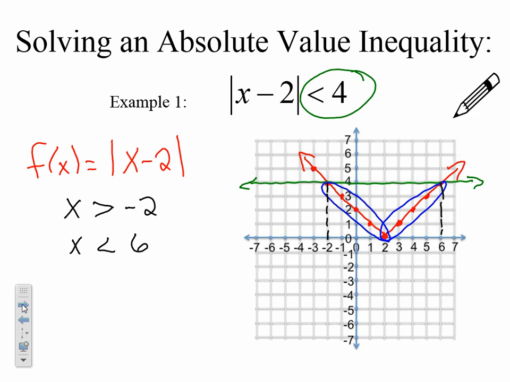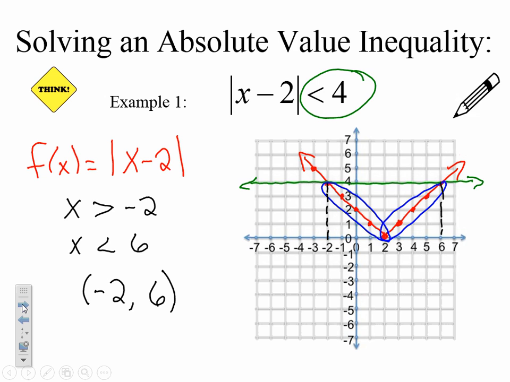So we could look at it like this. It's going to be in between these two. So if I write it in interval notation, it's going to go from negative 2 all the way to 6. All right? We're looking at what's below. What part of the graph is below it? This is one kind of inequality. This is a less than.